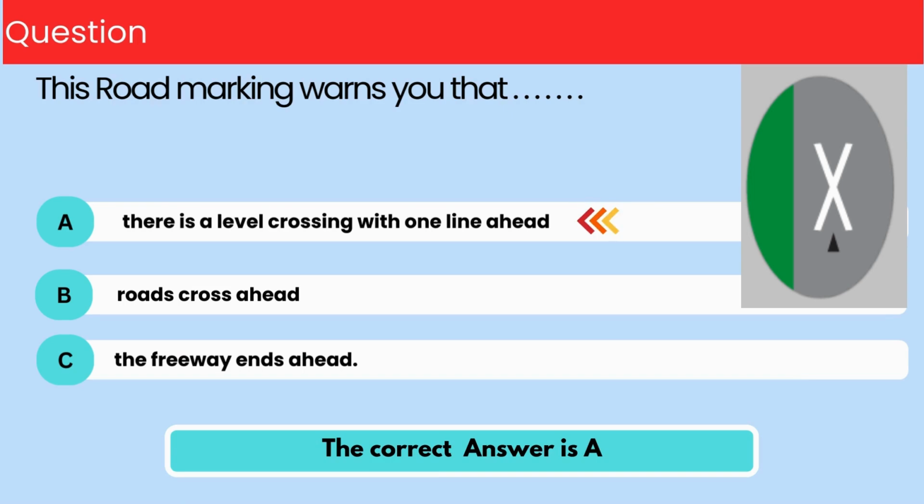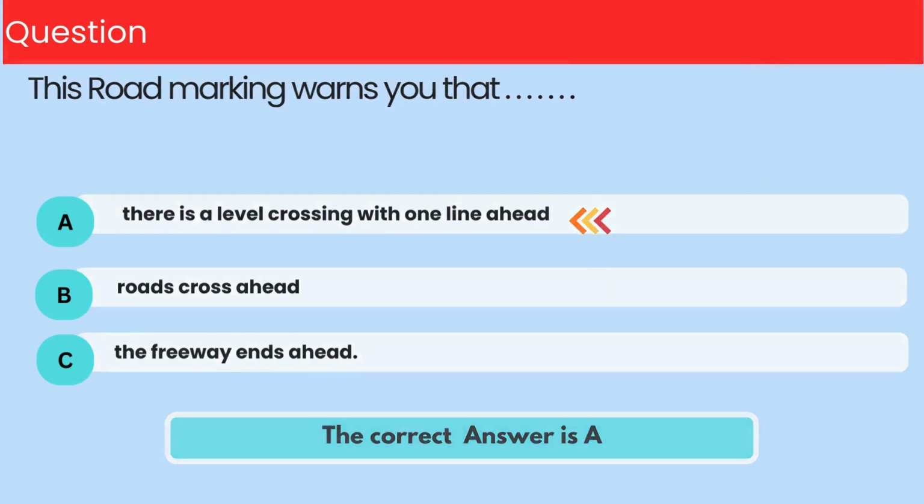This road marking is known as the railway crossing ahead and warns you that there is a level crossing with one line ahead. The marking is placed on any road before a railway crossing, typically between the warning sign and the crossing itself. Its purpose is to alert drivers to the presence of an upcoming railway crossing. Drivers should slow down and, if necessary, stop before the crossing to ensure it is safe to proceed.